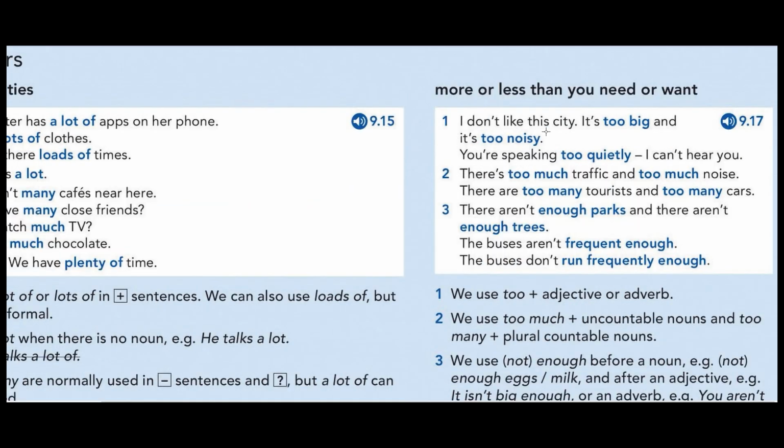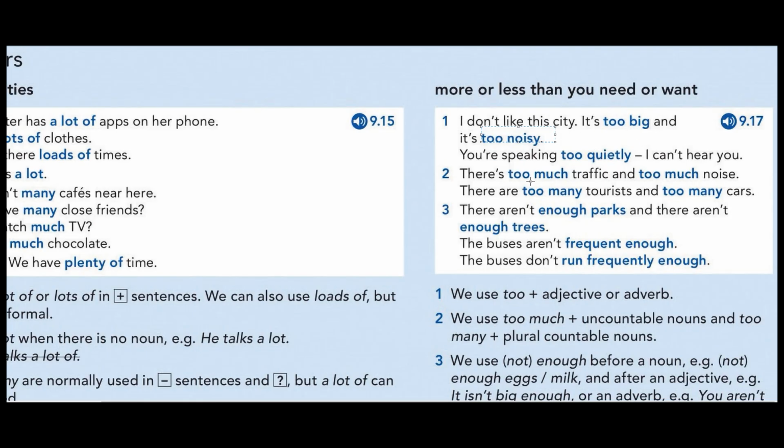Так, дальше. У нас есть здесь более или меньше, чем вы хотите или нужно. Тут правила такие, тут прям можно пробежаться по примерам. Мы используем слово too с прилагательным, чтобы означать слишком. Причем это всегда имеет негативный оттенок. То есть слишком большой, слишком шумный, слишком тихий.